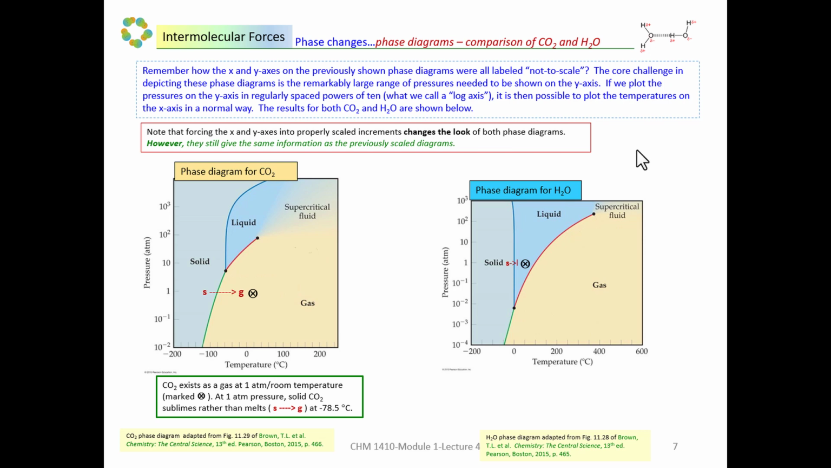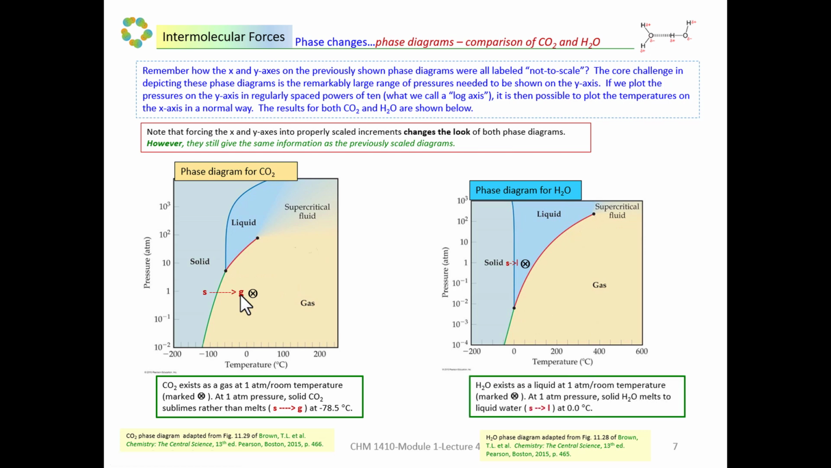Let me give you an example. CO2 exists as a gas at 1 atmosphere of pressure and room temperature, marked by the X on the diagram. And we know this to be true. So at 1 atmosphere and a little bit above 0 or room temperature, we predict CO2 would be a gas. So this diagram seems to be working just fine. And remember, we know that solid CO2 sublimes to gaseous CO2 under 1 atmosphere of pressure as the temperature increases, and that's exactly what this diagram would predict.